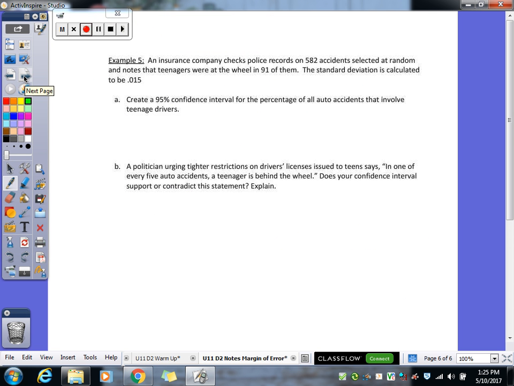An insurance company checks police records on 582 accidents selected at random and notes that teenagers were at the wheel in 91 of them. The standard deviation is calculated to be 0.015. Create a 95% confidence interval for the percentage of all auto accidents that include teenage drivers. So the first thing we have to do is get our P, which would be 91 teenage drivers out of all 582 accidents. We'll go to the nearest hundredth for this one. What does that end up giving us?